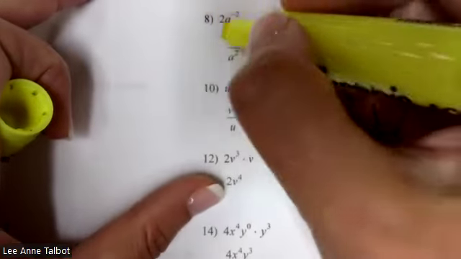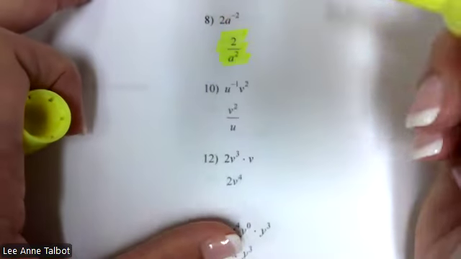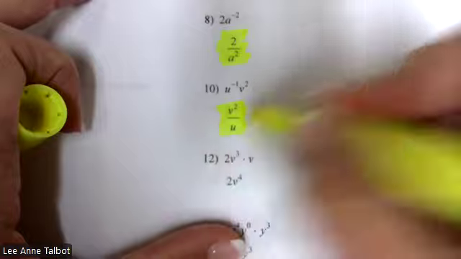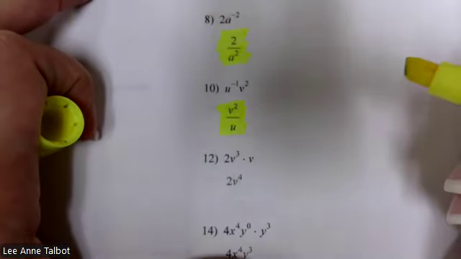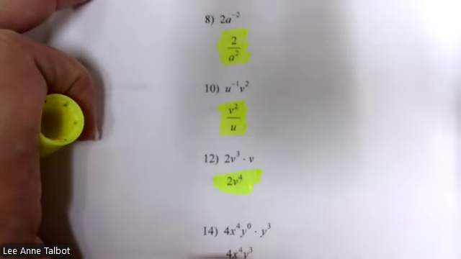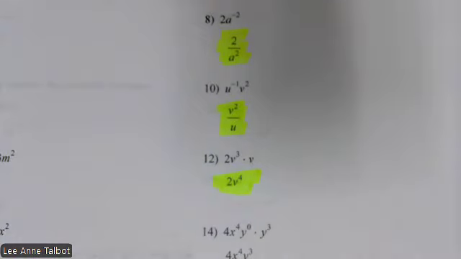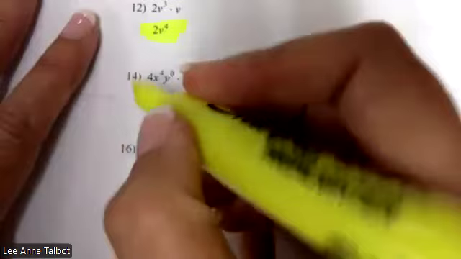Number 8 is 2 over a squared. Number 10 is v squared over u. And number 12 is 2v to the 4th. Any questions about those guys? Okay. 14 is 4x to the 4th y cubed.